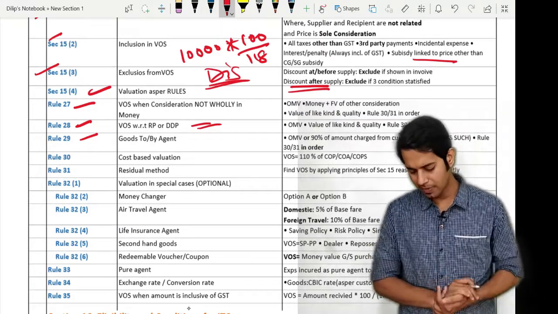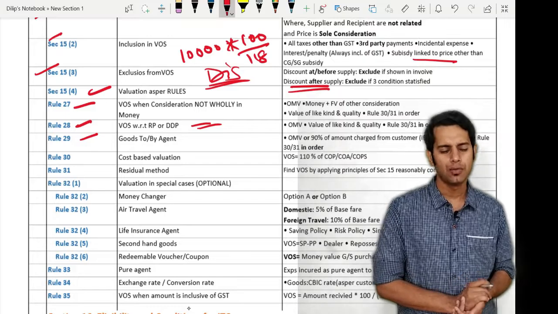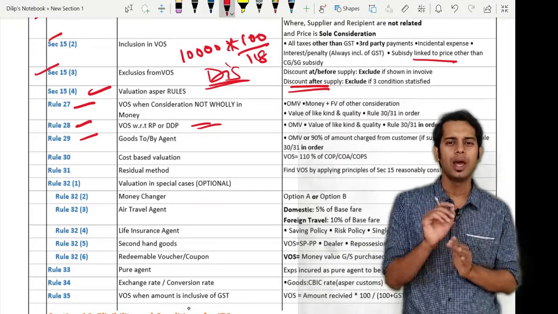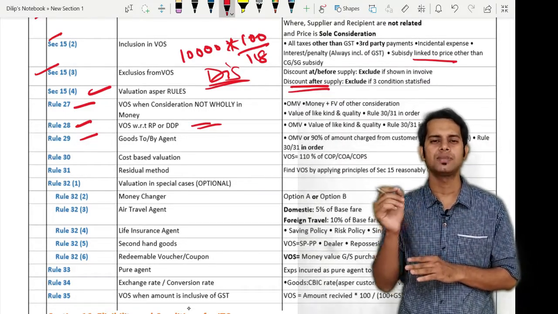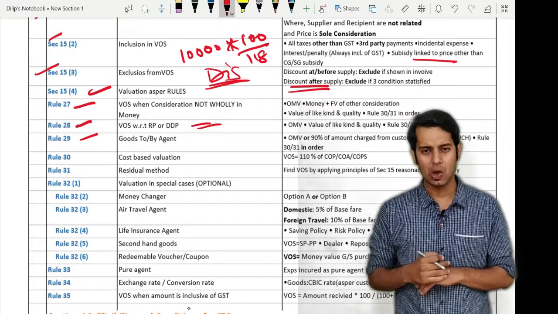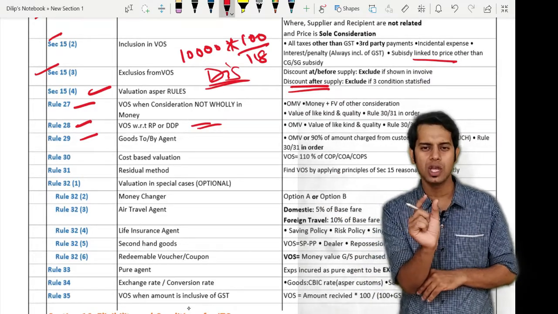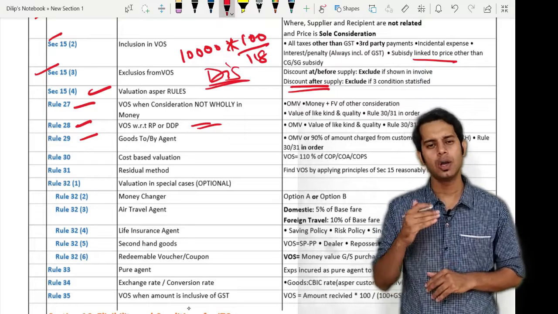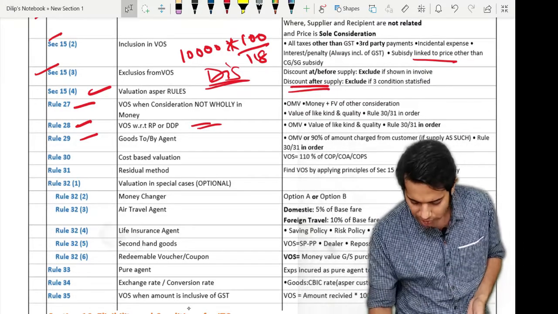Value of supply to be determined as per rule number 29. Value of supply is open market value or 90% of the amount charged by the recipient from his customer who is a non-relative. This is an option. What is an option? 90% is an option, or rule 30, 31 in that order. What is rule 31 talking about?